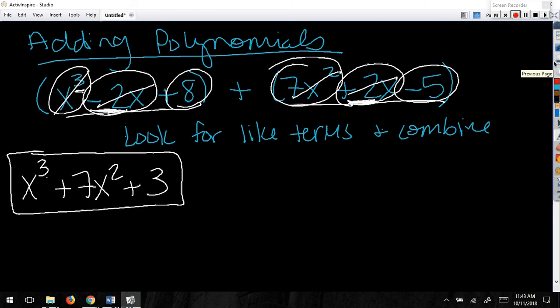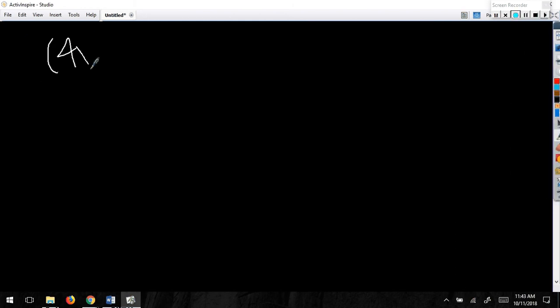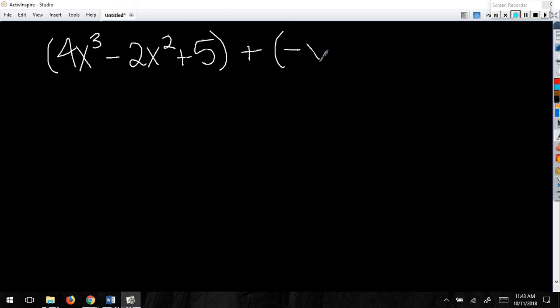Let me give you one to try here. Let's try 4x to the third minus 2x squared plus 5. And to that I want to add, be careful here, I'm going to throw you off a little bit, negative x cubed minus x squared plus 4x minus 2. And just a hint as you get started, remember when there's no coefficient, there's an imaginary 1.